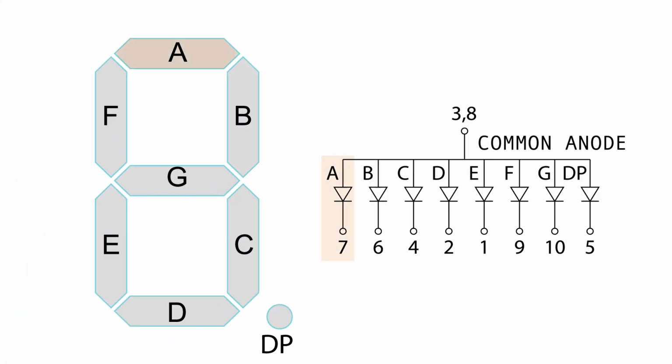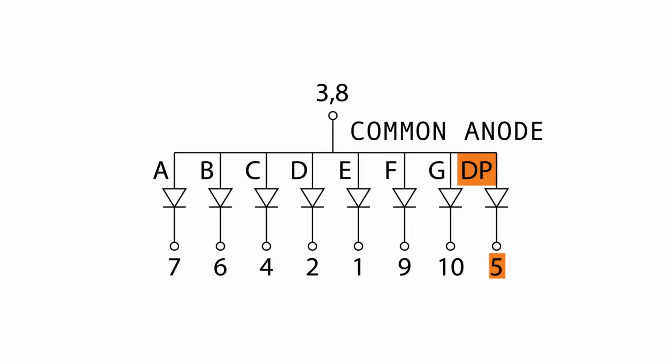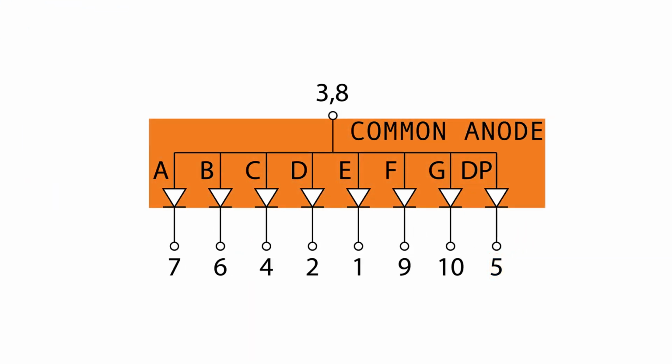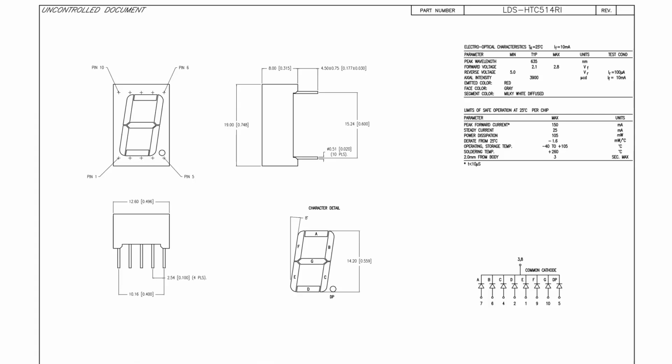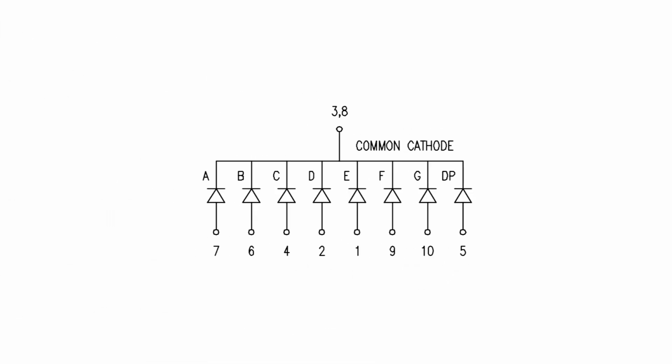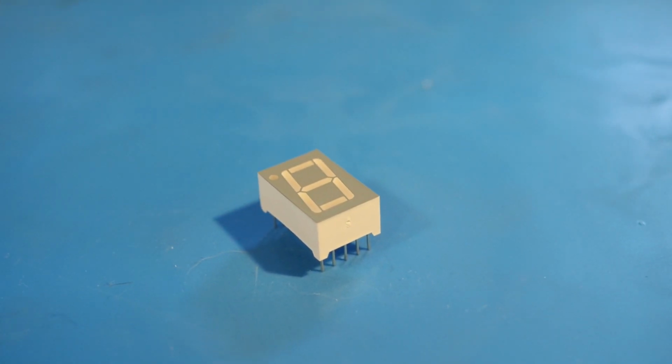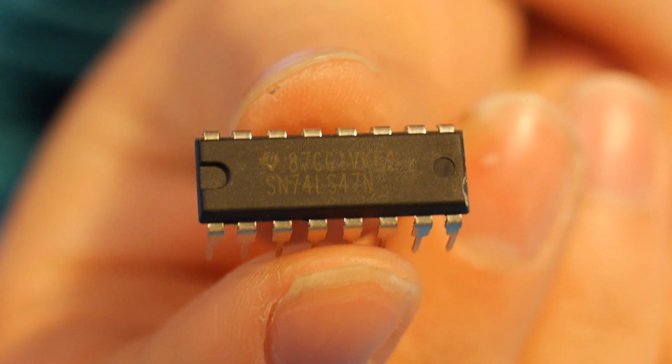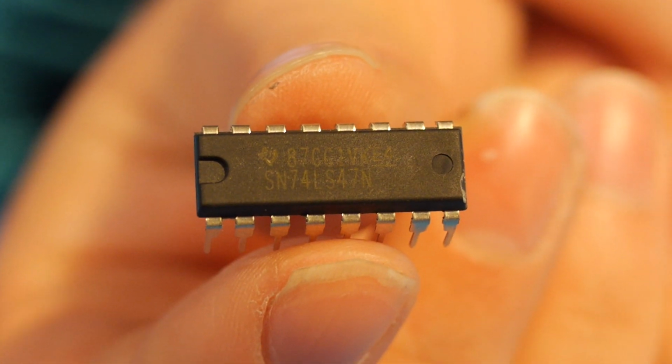Each LED lit segment is controlled by a separate pin. You may notice this display has an extra 8th pin, labeled DP, that controls the decimal point. In this display, all the anodes are connected together, making this a common-anode display. There are also common-cathode 7-segment displays where the LEDs are flipped, with the cathodes all connected and the anodes going to the individual segment pins. I chose to use a common-anode 7-segment display, so I'm using a 74LS47 decoder as a driver.